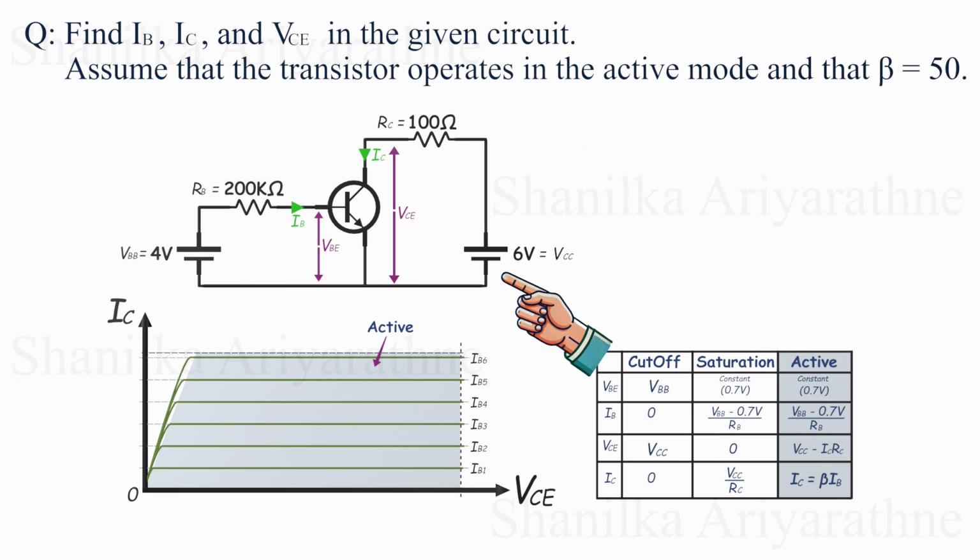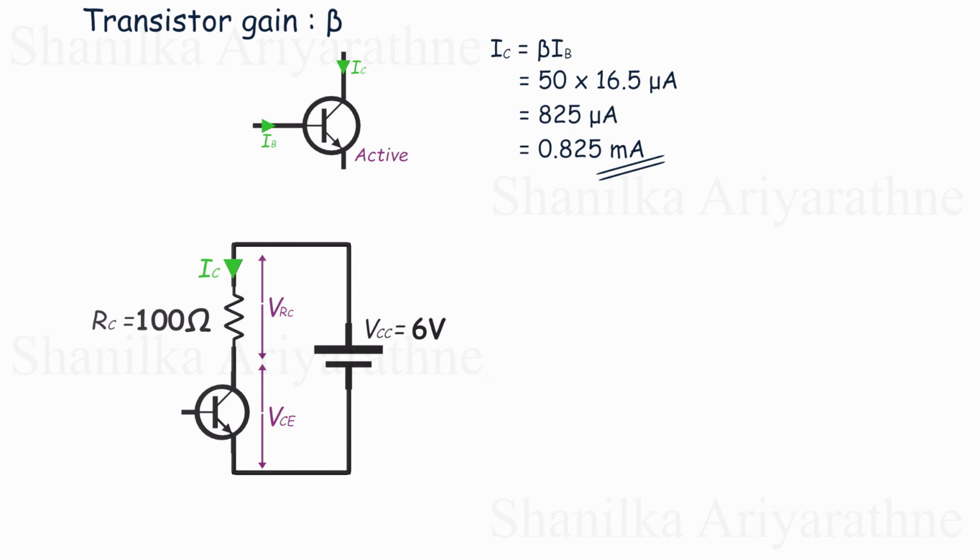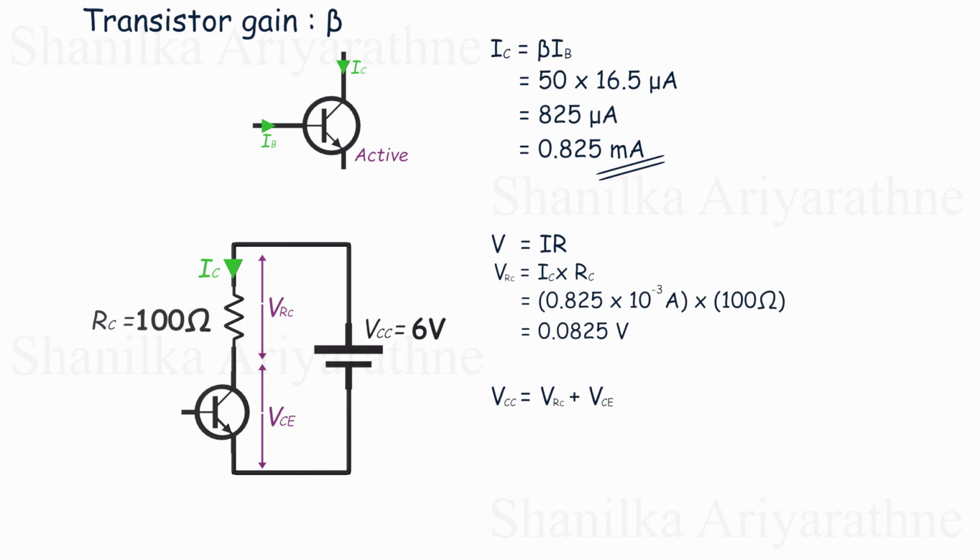Now finally, let's calculate VCE, the voltage across the collector and emitter. To do this, take a close look at the output side of the circuit. If we rearrange the layout in our minds, we can see that the supply voltage VCC is shared between the collector resistor and the transistor itself. That means VCC equals VRC plus VCE. We don't know VCE yet, but we can figure out VRC using Ohm's law. We already found the collector current IC to be 0.825 milliamps, and the collector resistor RC is 100 ohms. So VRC equals IC times RC, which is 0.825 milliamps times 100 ohms. That gives us 82.5 millivolts, or 0.0825 volts.